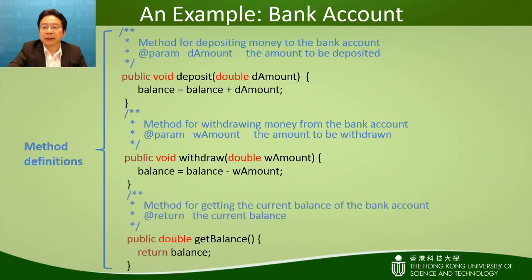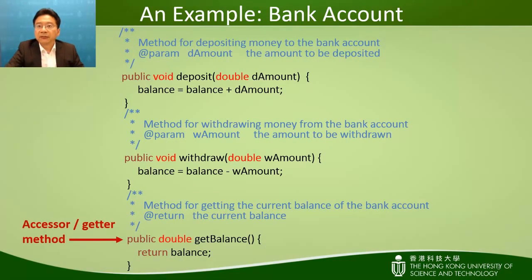The third method is getBalance, which gets the value of the current balance of a bank account. This method takes no parameter. Notice that, different from the previous 2 methods, getBalance returns a value of type double, as specified by the type of the method, while the 2 previous methods are given the void type because they don't return any value. The value of balance is returned by the method using the statement here with the keyword return. A method like this, which returns the value of a private field, is often called an accessor or getter method.